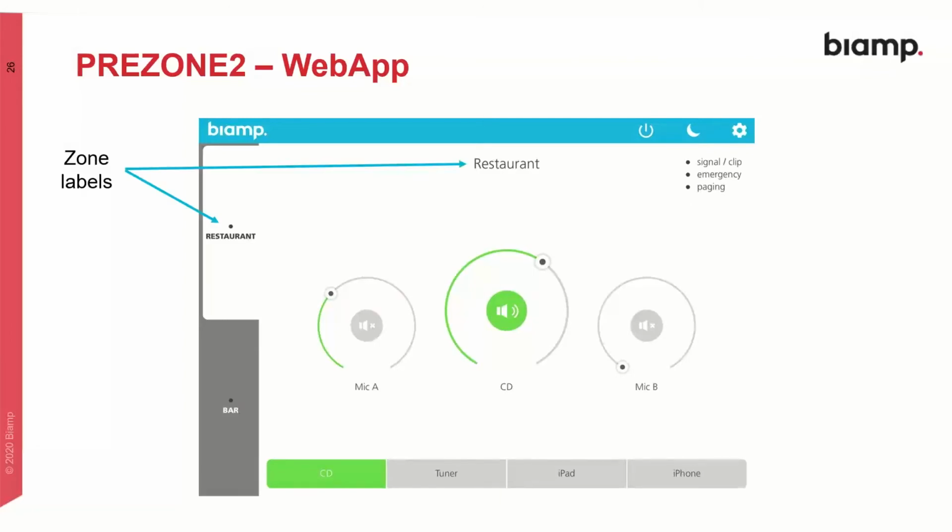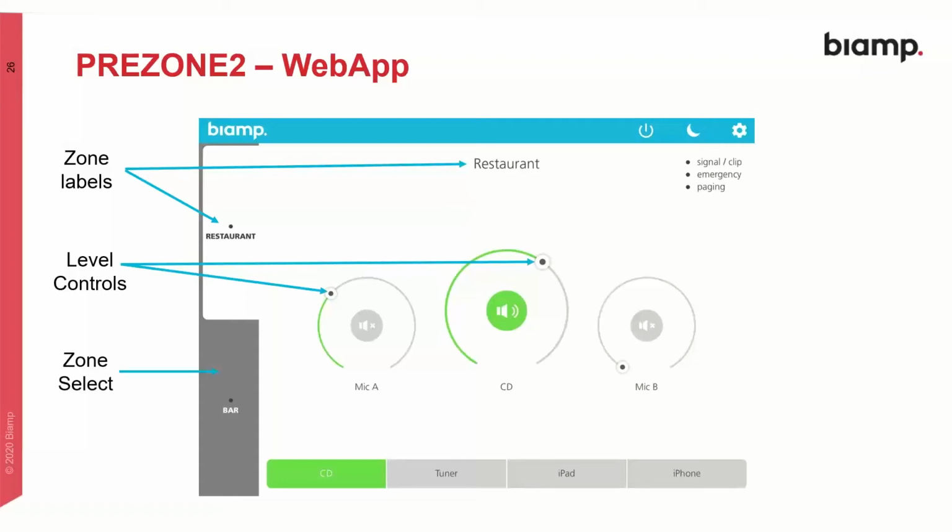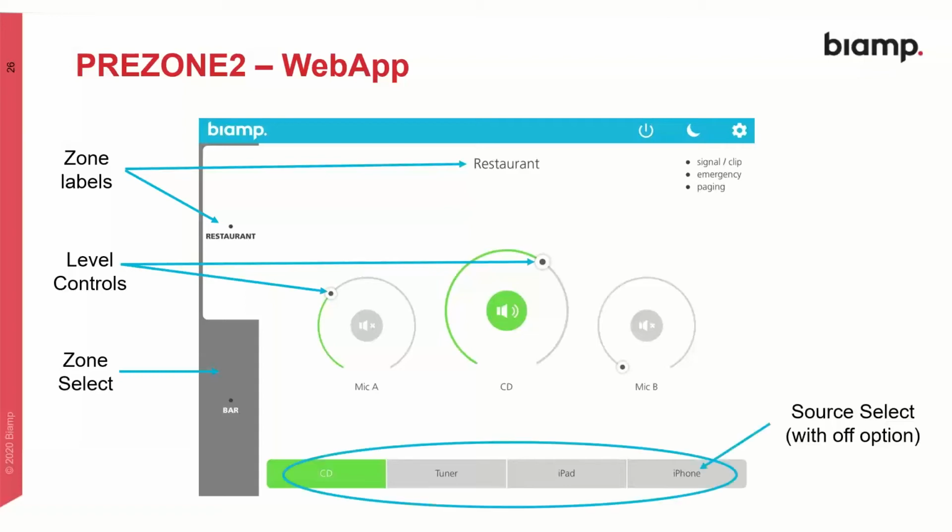These are user definable or installer definable. In this case, we've just got restaurant. We've got the level controls themselves. So we've used rotary controls here to emulate a simple volume control and to emulate the front panel, if you like. We've got the zone select buttons, which are the buttons you press to choose zone 1 or zone 2, or in this case, restaurant or bar. So it's all very simple, especially when you're using a touch panel device.